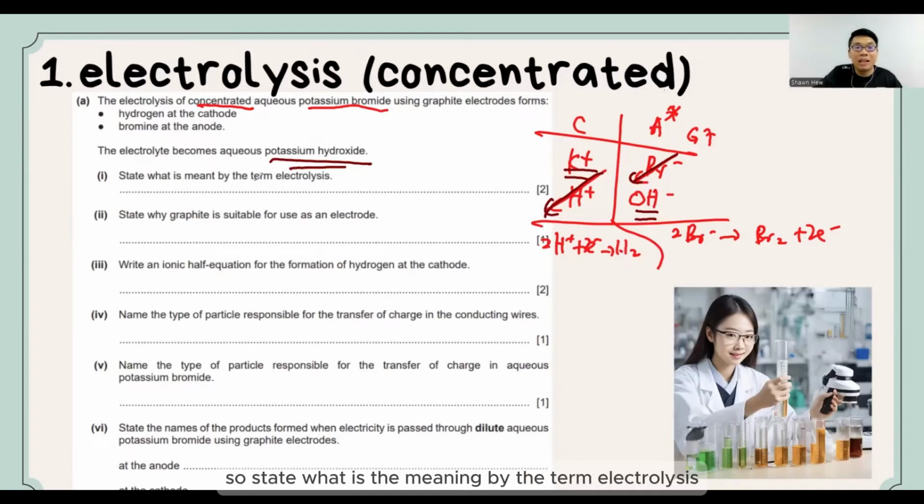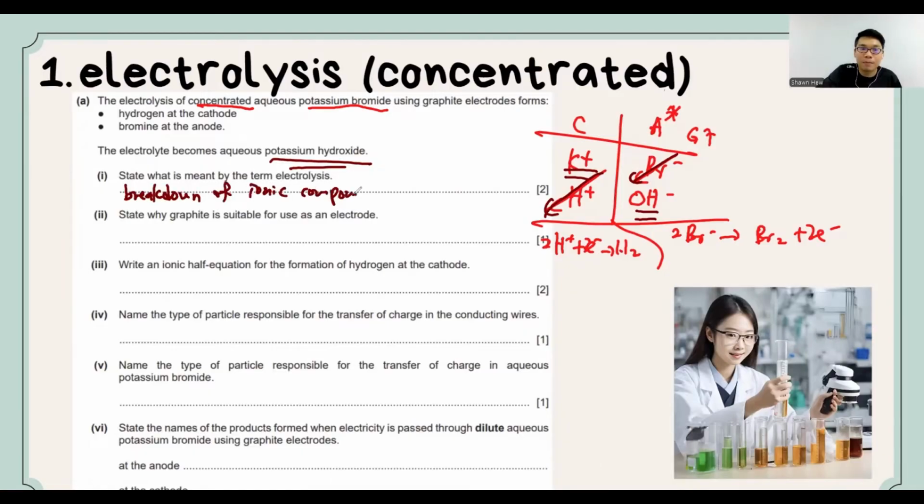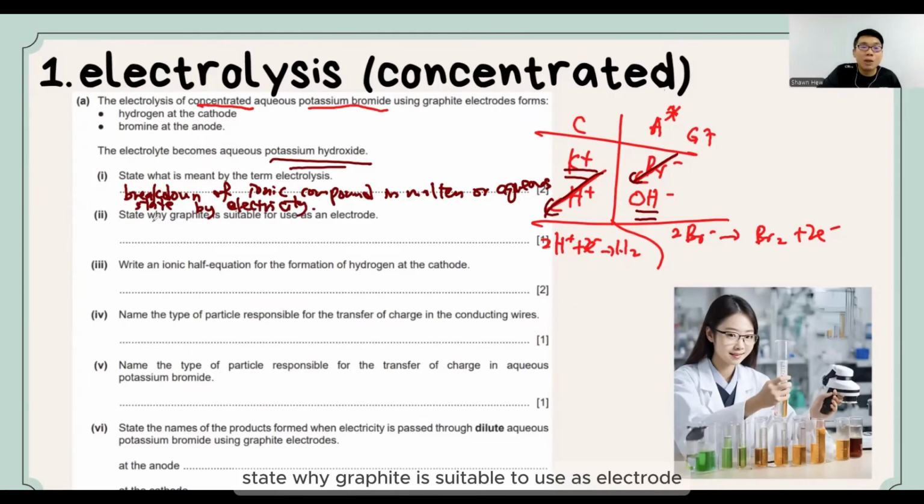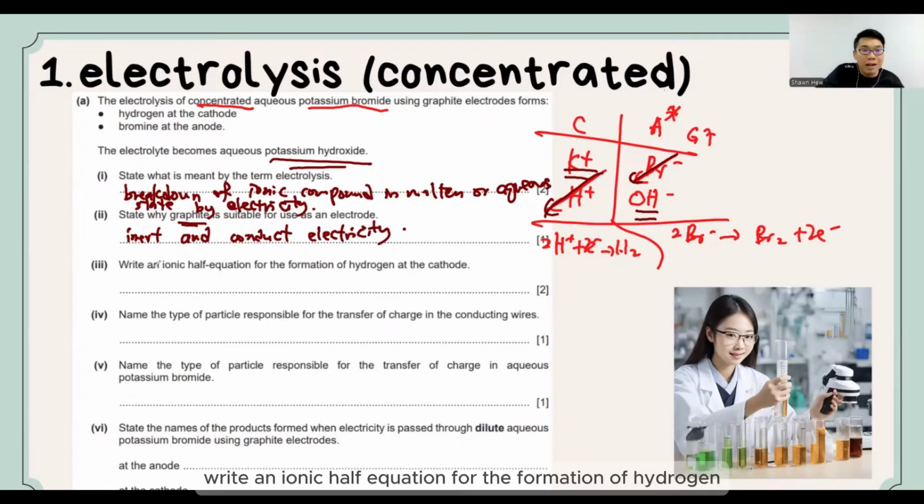State what is meant by the term electrolysis. Breakdown of ionic compound by using electricity. Next, state why graphite is suitable to use as electrode. It's inert and conducts electricity. Write an ionic half equation for the formation of hydrogen at cathode. So it's just this.